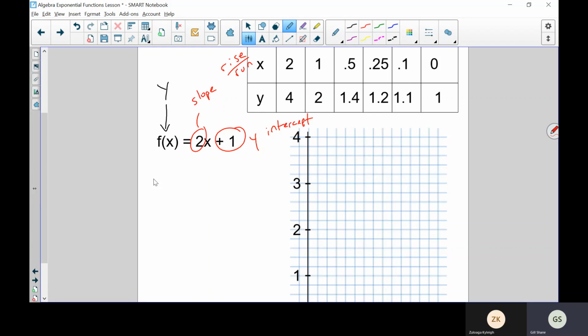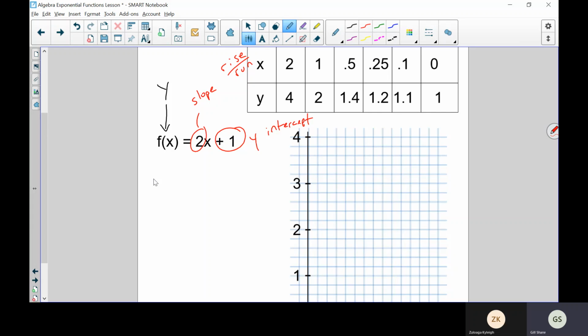So I'm just going to graph this one for you. So right now I'm graphing this. We're coming back to the table in a minute. So right now I'm graphing this, f of x equals 2x plus 1. Again, just y equals mx plus b. Same thing.